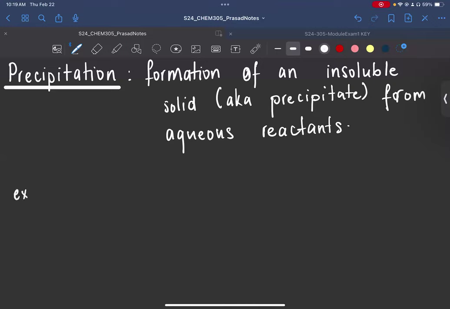Let's do an example of this. AgNO3 plus NaCl. All right. This is the starting point. These are the starting reactants. Let's predict the products together. Let's do this whole thing.